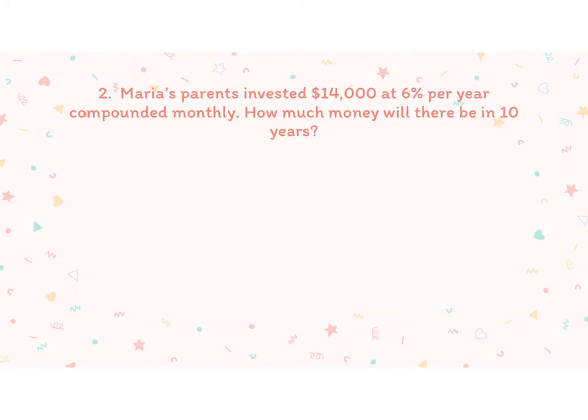All right, so let's just do some examples here. So it says Maria's parents invested $14,000 at 6% interest per year, compounded monthly. How much money will there be in 10 years? Okay, so here's the values that you know. You know that $14,000 is going to be your starting amount, which in this case is called the principal. You also know that 6% is going to be your interest rate, and you've got to move that decimal point back 2 places. So your interest rate is going to be 0.06. You also know that she's looking for this end result in 10 years. So T is going to equal 10.